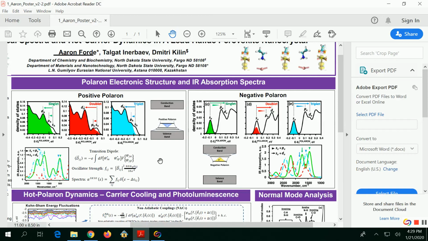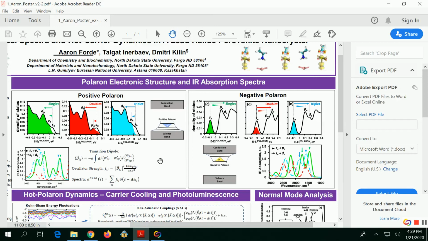That's essentially the takeaway for looking at the IR spectra: singlets and triplets are brighter than doublets. And then, they show atomic-like spectra.